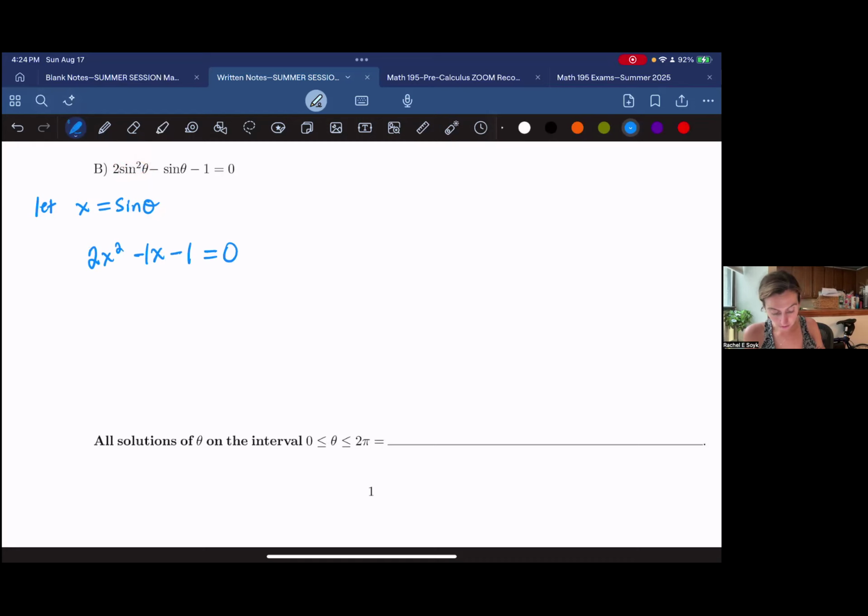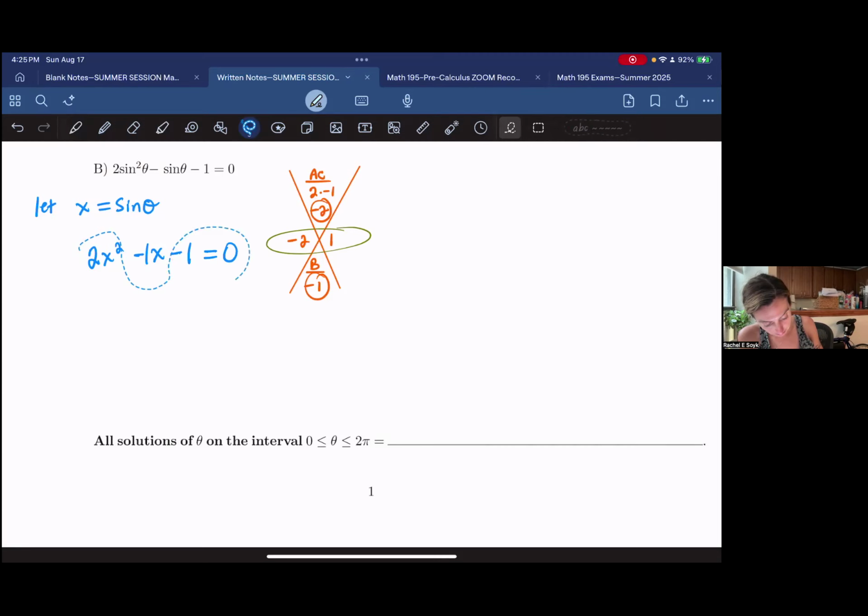Much easier to look at. In fact, can we factor this? Let's go ahead and use our AC method since our A value is greater than 1. We have 2 times -1, which gives you -2. What are factor pairs of -2 that add to -1? That's just -2 and +1. And so we are going to now keep that first and that last term exactly the same.